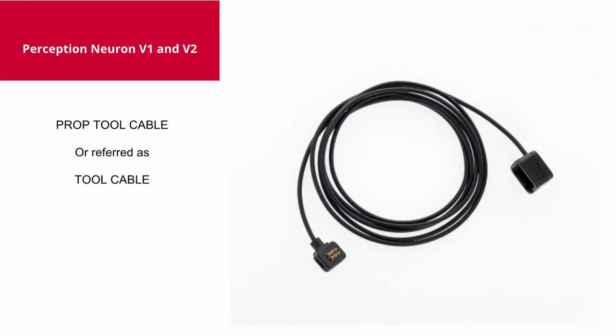For this video, we're going to be using the prop tool cable. Sometimes we refer to it as the tool cable only, but in most cases we like to say prop tool cable. It looks like this little image here. It has pogo pin ends, and then a socket at the other end. This is also included for Perception Neuron version 1 and version 2, so all of our users have this cable in their tool set. Let's go ahead and get started.